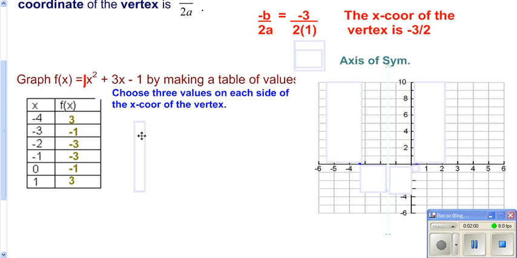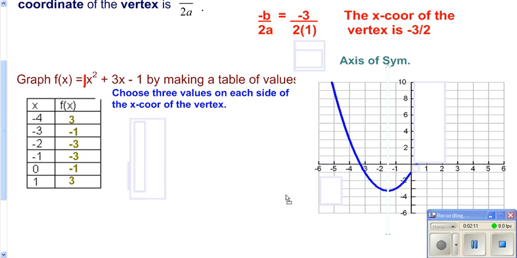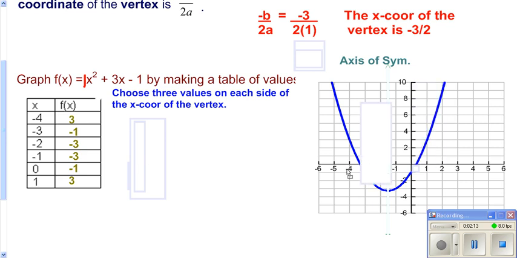Then you want to go ahead and graph those. Graph these points. Remember, x tells you how far to go left and right. The f of x is your y, tells you how far to go up and down. When you plot all those points, you end up getting a graph that looks about like this.